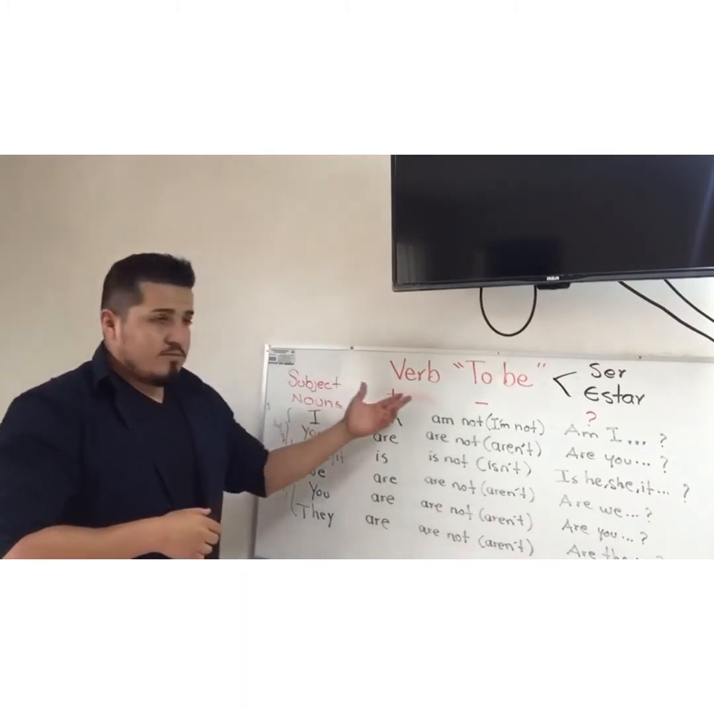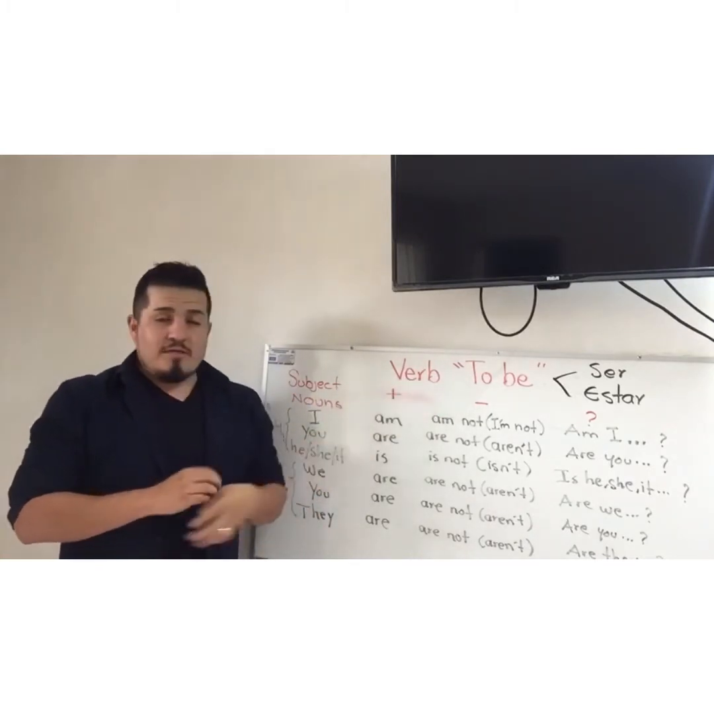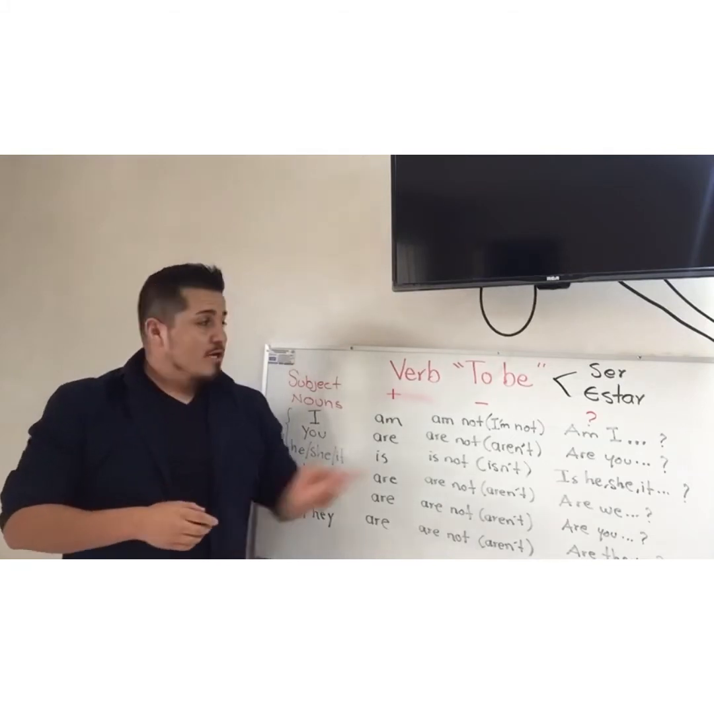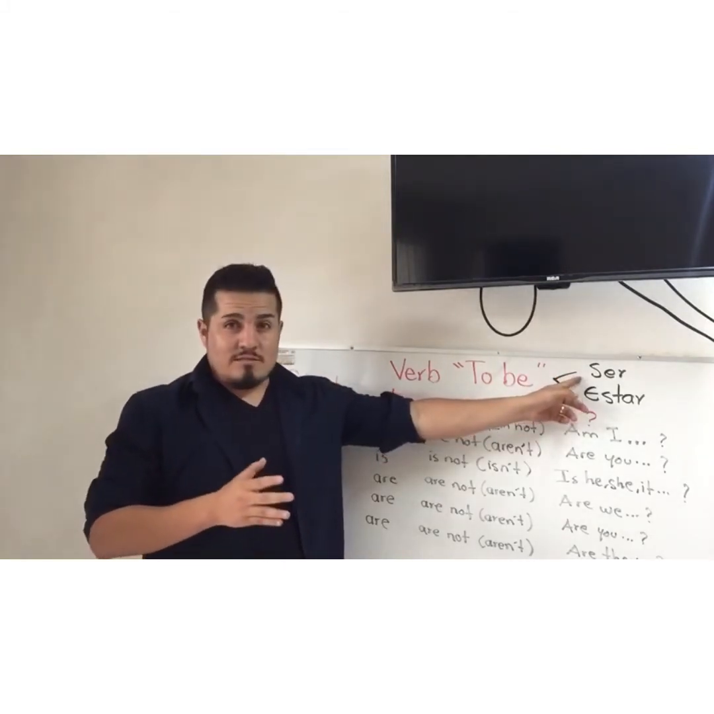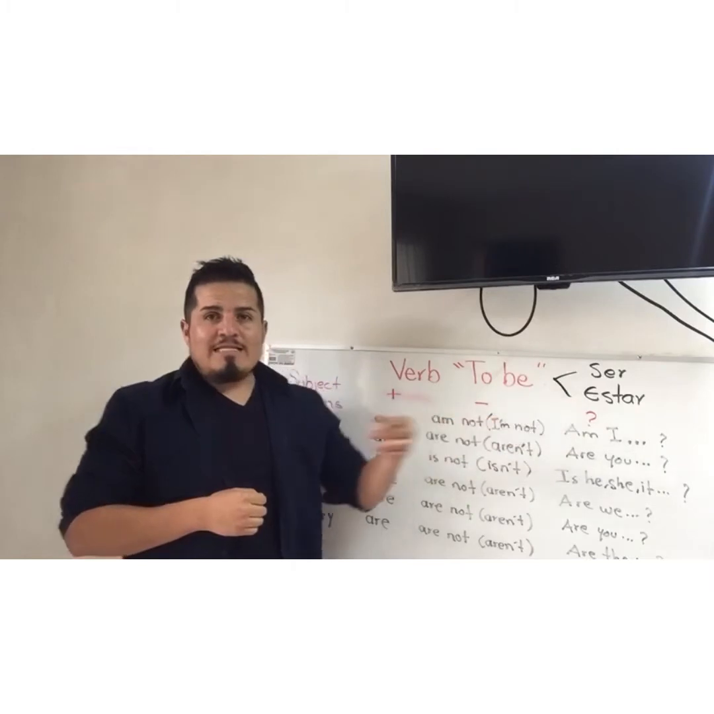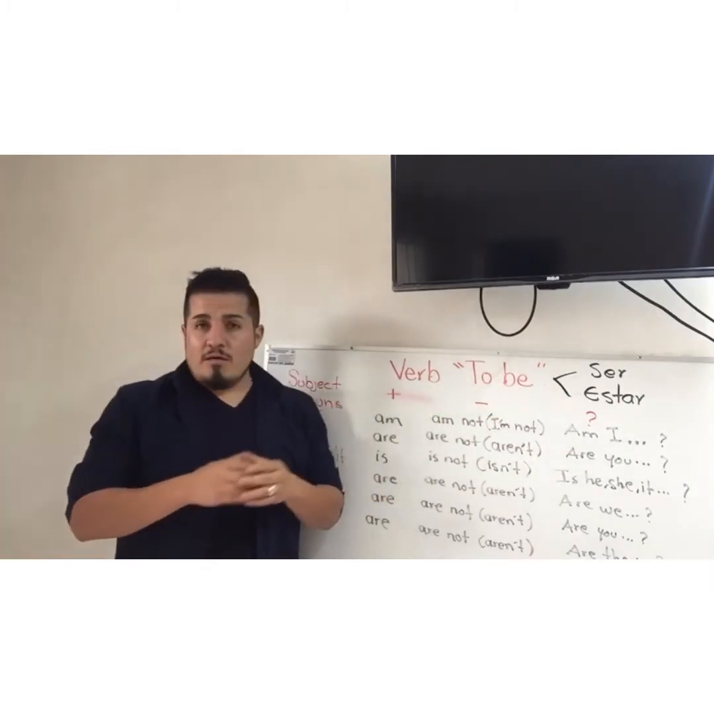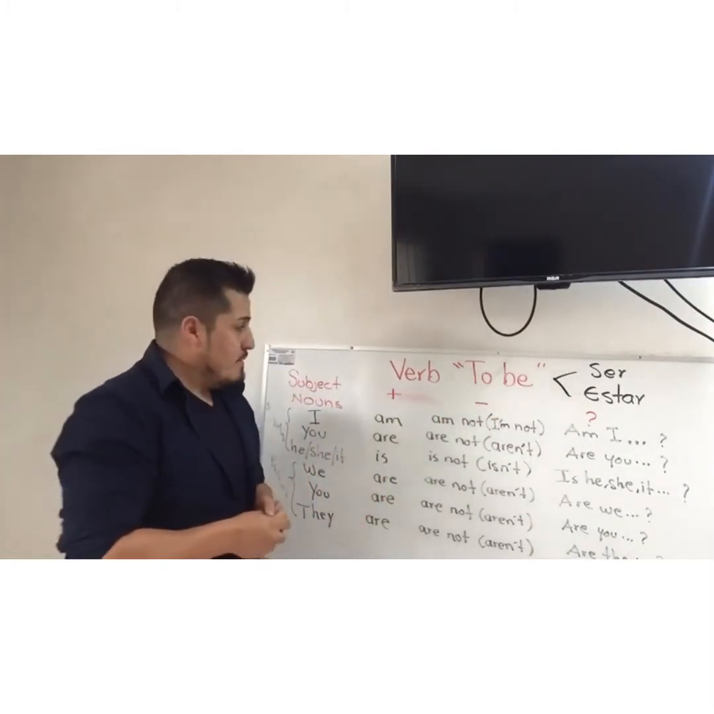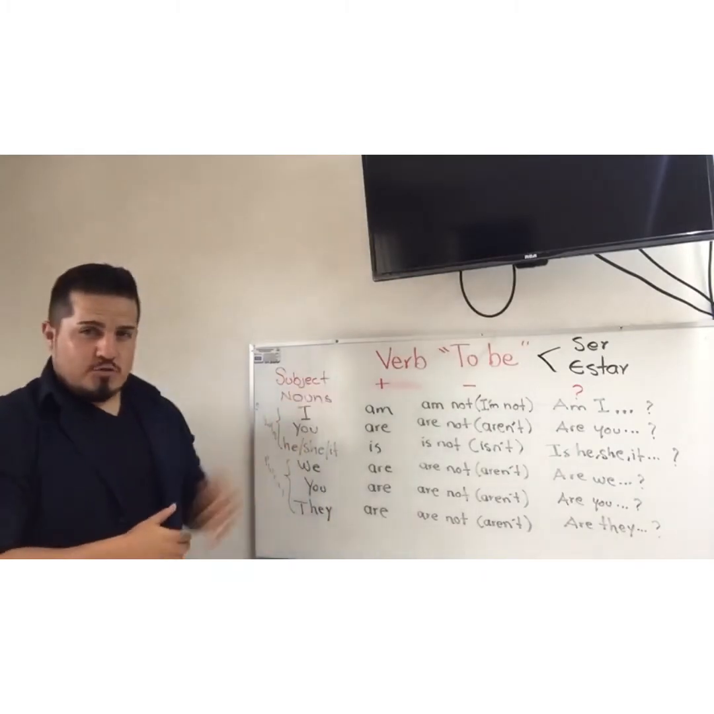The first thing we have to keep in mind is that the verb to be has two different meanings in Spanish. For us, it's going to be something like ser or estar. And the meaning is going to depend on the context we're trying to say. Okay? Now let's go with the conjugation of the verb to be.